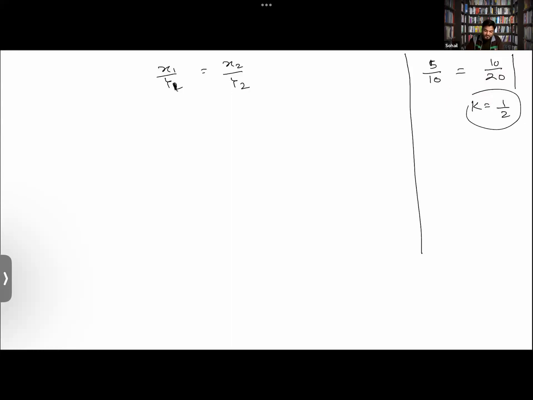Now over here, put the values. 5 upon 10 equals 10 upon 20, and a little while ago I said x1 into y2 will be equal to x2 into y1. Cross multiplication. Exactly. So 5 into 20 equals 10 into 10. So both are equal now. 100 equals 100. Right? So that is another thing which you can observe over here.